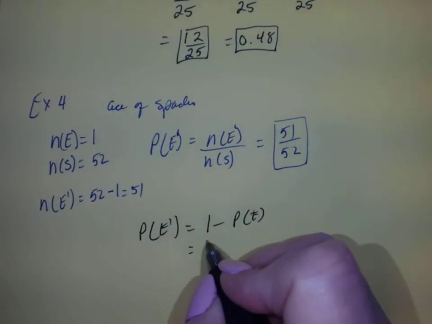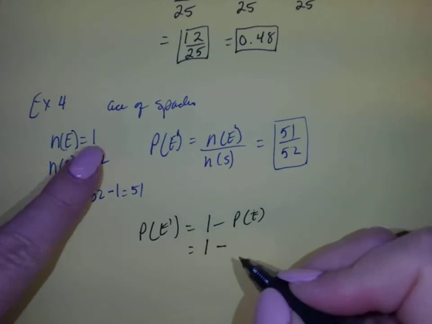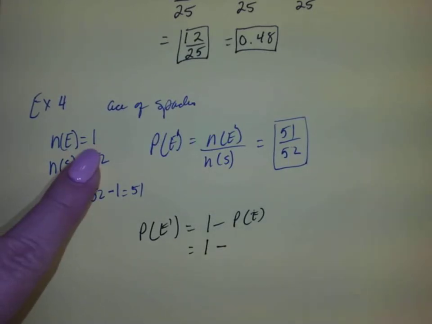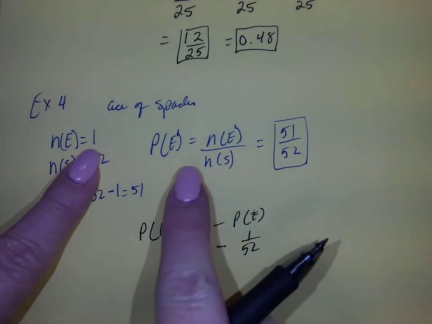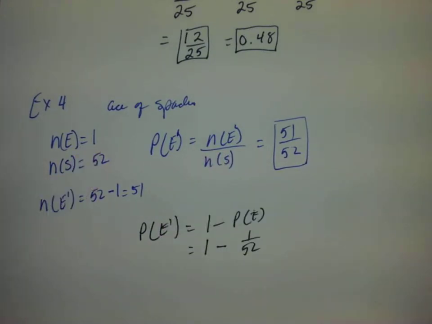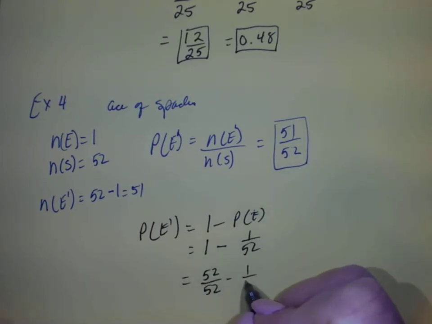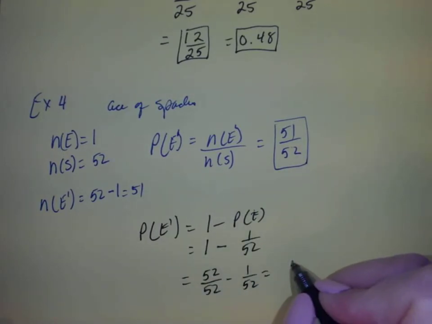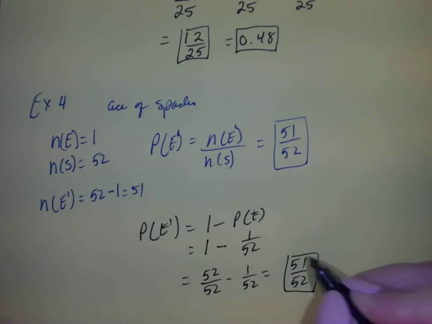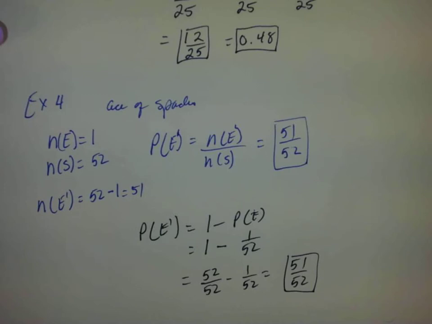So then this would be equal to 1 minus our probability, which is going to be 1 out of 52, because it's got to be the event over the sample space. So this would become 52 over 52 minus 1 over 52 equals 51 over 52. So again, there's a couple of ways you can work some of these problems. You don't have to work them exactly one way or the other, as long as it coincides with what we're actually doing.